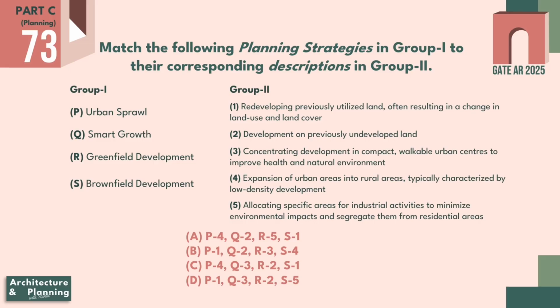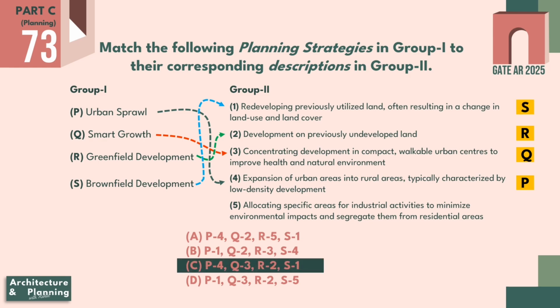P is urban sprawl and its definition is expansion of urban areas into rural areas, typically characterized by low density. So P matches with 4. Q is smart growth, which is basically concentration of development in compact, walkable urban centers to improve health and natural environment. R is greenfield development and its definition is development on previously undeveloped land. And S is brownfield development, which is basically redeveloping previously utilized land, often resulting in a change in land use and land cover. So the correct answer is option C, P4, Q3, R2 and S1.